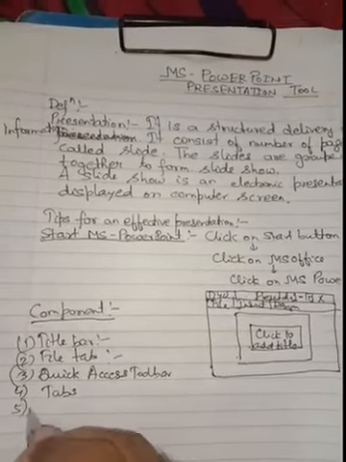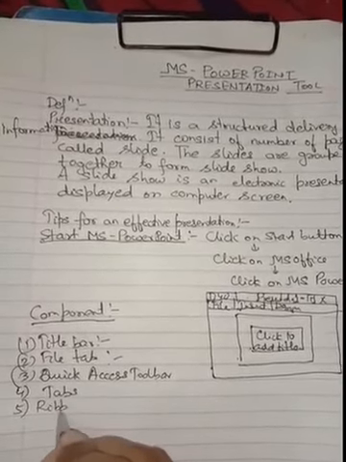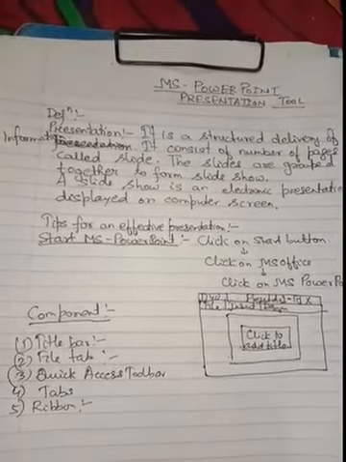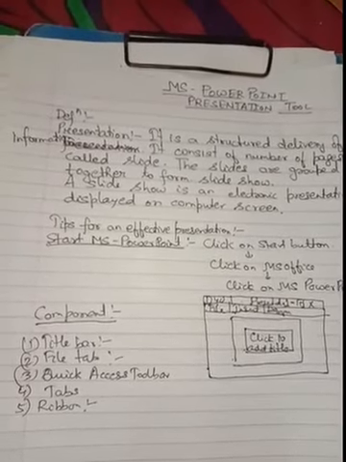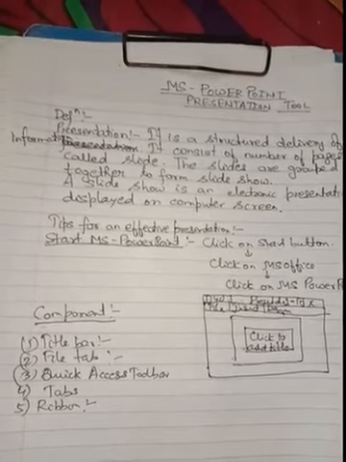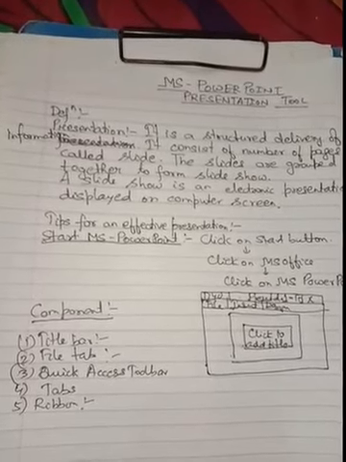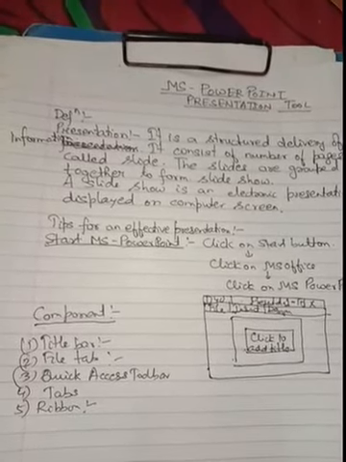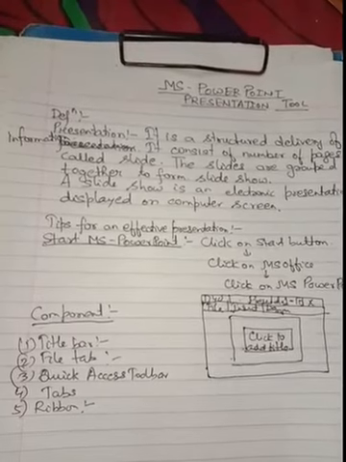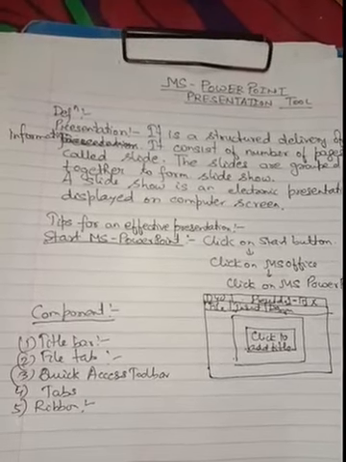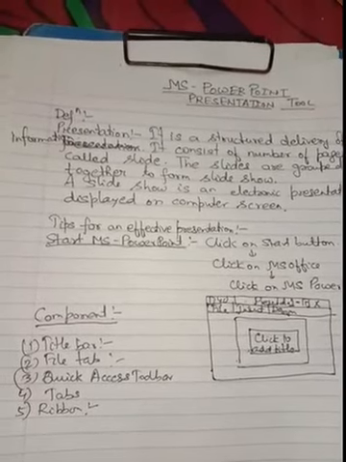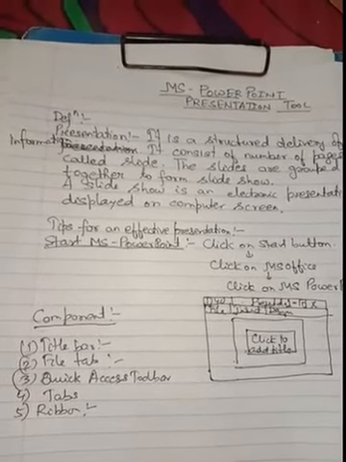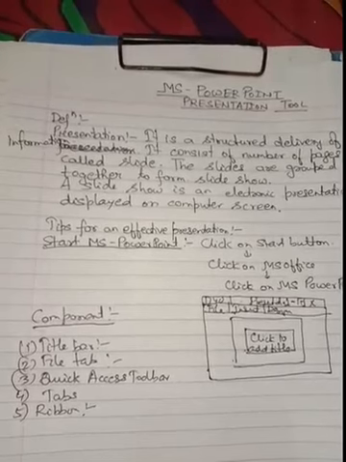Next we have the ribbon. What is the ribbon? The ribbon is located at the top area of the document with various tabs. Each tab contains several commands that are organized into different groups. So the ribbon is the combination of commands and groups.